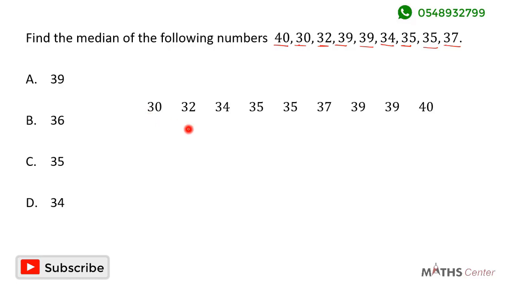The median will be the middle number. After arranging the numbers in ascending order, we can see that we have 4 numbers on the left and 4 numbers on the right. The middle number is 35, so the median is 35. When we look through the options, we can see that the correct option is C.